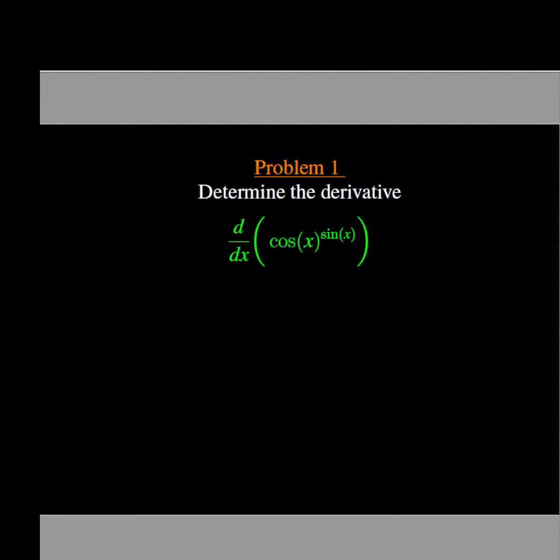Hello, we are asked in this problem to find the derivative of the function cosine of x to the power sine of x. In fact, this problem involves exponentiation where the base function is cosine of x, and the exponent function is sine of x. In order to compute its derivative, we need to apply the chain rule and the logarithmic differentiation technique.